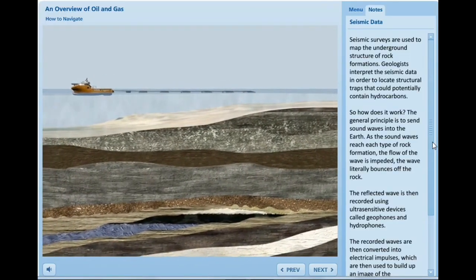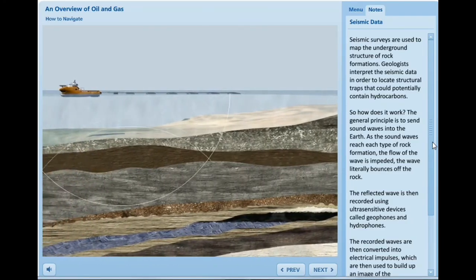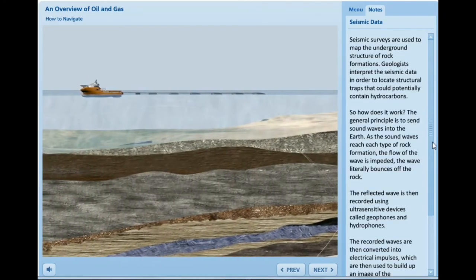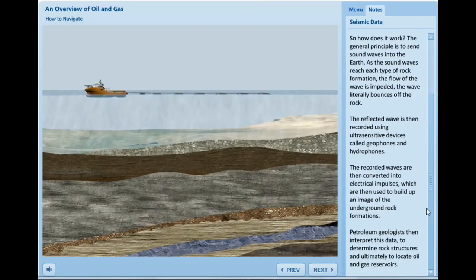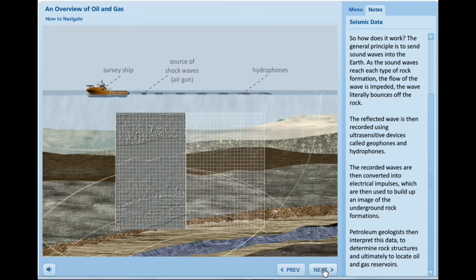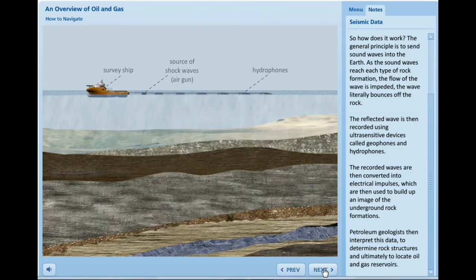So, how does it work? The general principle is to send sound waves into the Earth. As the sound waves reach each type of rock formation, the flow of the wave is impeded. The wave literally bounces off the rock. The reflected wave is then recorded using ultra-sensitive devices called geophones and hydrophones. The recorded waves are then converted into electrical impulses, which are then used to build up an image of the underground rock formations. Petroleum geologists then interpret this data to determine rock structures and ultimately to locate oil and gas reservoirs.